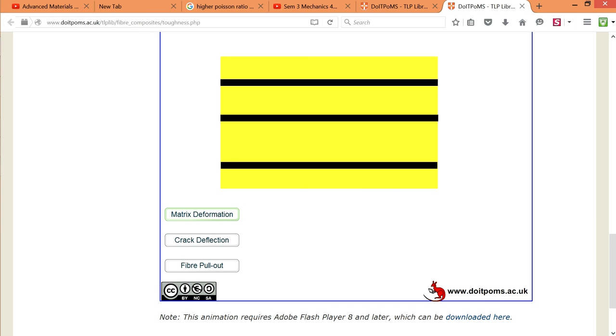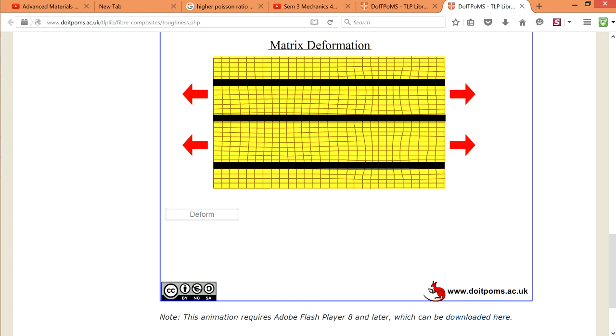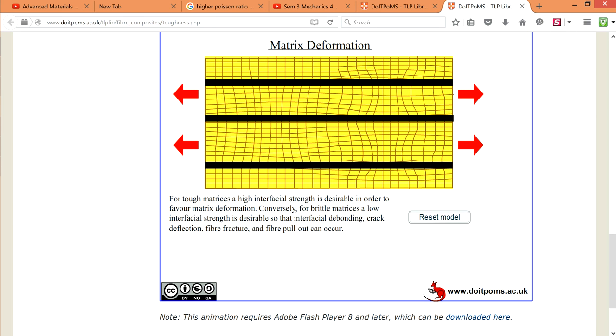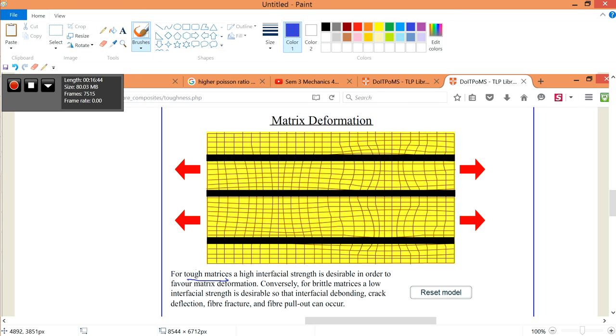If you were to talk about matrix deformations, meaning your resin deformations, when you pull the fiber, the resin actually moves. For a tough matrix, a ductile one, normally you want your matrix to be ductile. For a ductile matrix, a high interfacial strength is desirable. Interfacial strength means the bond between the fibers and the matrix, the yellow color, this whole thing is the matrix. It's desirable in order to favor matrix deformations. So once you deform, at least it's still strong.